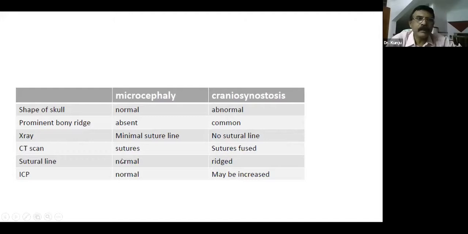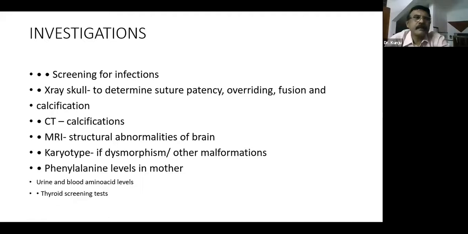CT scan can be used to identify the sutures, because they will be open in microcephaly, and closed in craniosynostosis patients. As I mentioned, the suture line will be ridged, and increased intracranial pressure may be there in craniosynostosis, but in microcephaly it will be normal because already the brain is atrophic. So the only one point you have to remember is that in microcephaly, you can't increase head size by doing a surgery. But in craniosynostosis, you can improve the head size and cosmetic improvement can be done by surgery. That is it. So investigations also depend upon the etiology.